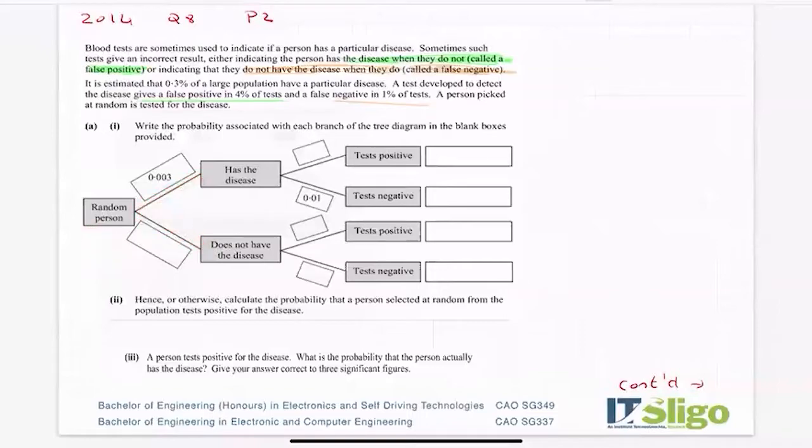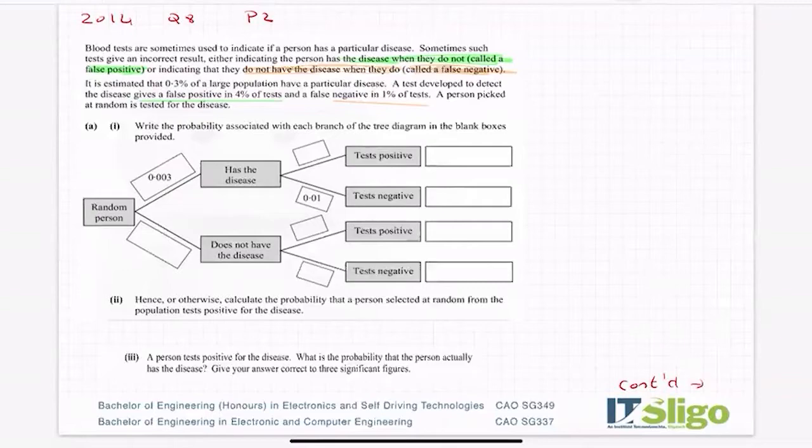Okay, and in all cases, probability adds up to 1, in that the branches out of the tree give you all the different possible scenarios. So this is quite a yes/no type scenario. They either have the disease or they don't. So 0.3% are believed to have the disease. 0.3 as a decimal is 0.003.